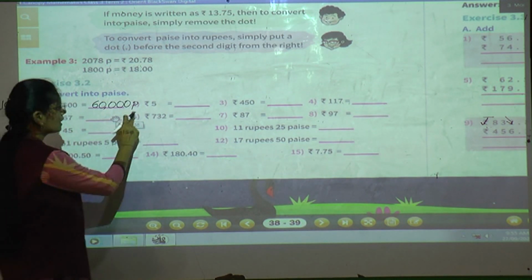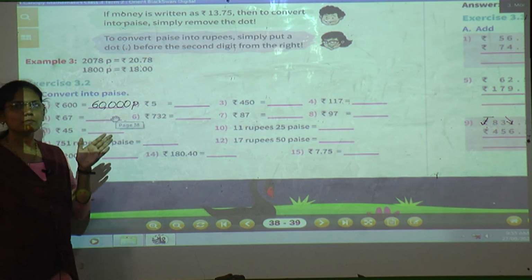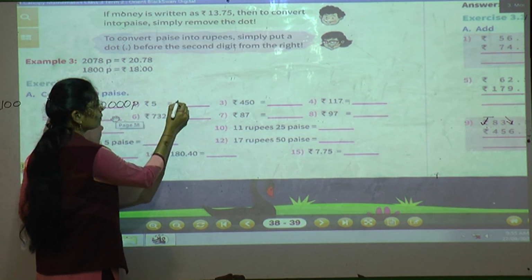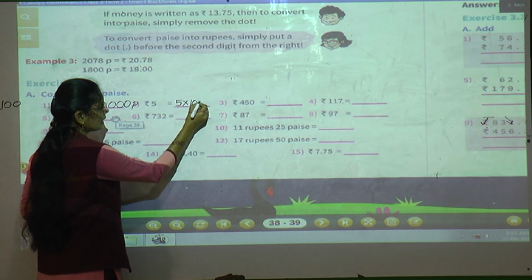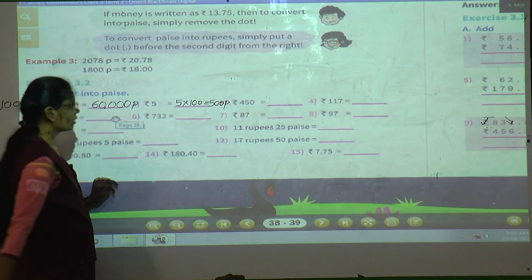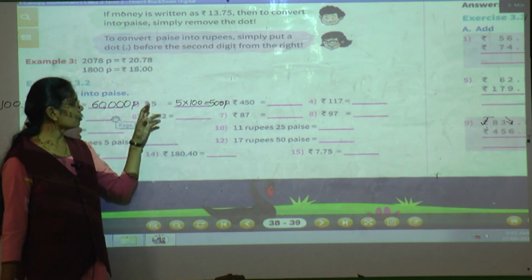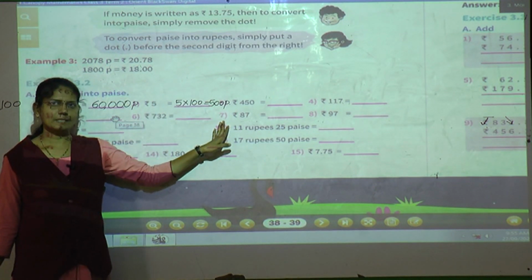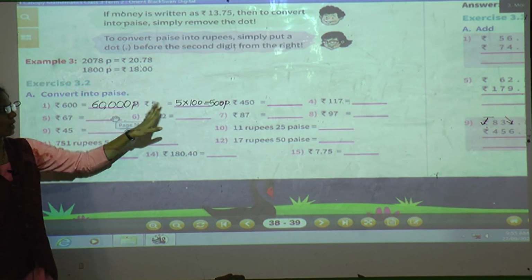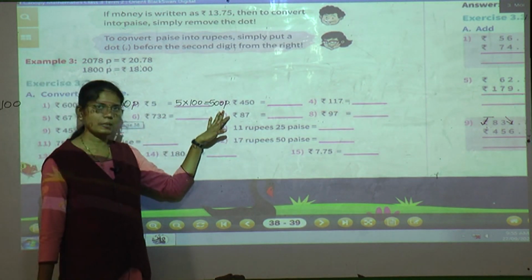Okay. Now see the next here, rupees 5. What will you do? Yes, you will just multiply the rupees by 100. Now here how many rupees are there? 5. So 5 into 100, then we will get 500 paise. So rupees 5 is equal to what? 500 paise. Because we have to convert into paise, for that we have to multiply the rupees by 100. Then it will be converted into paise.